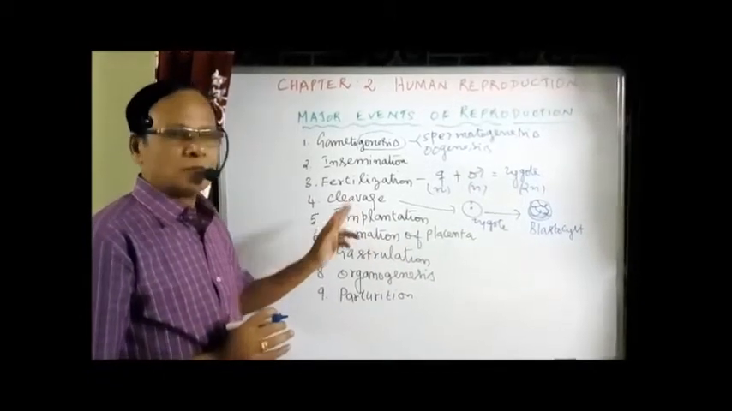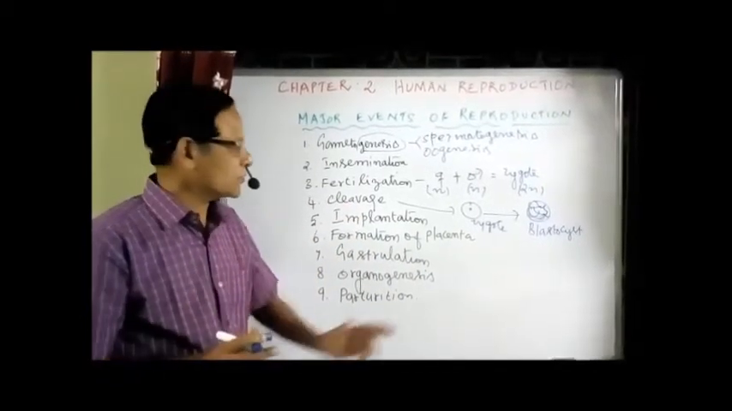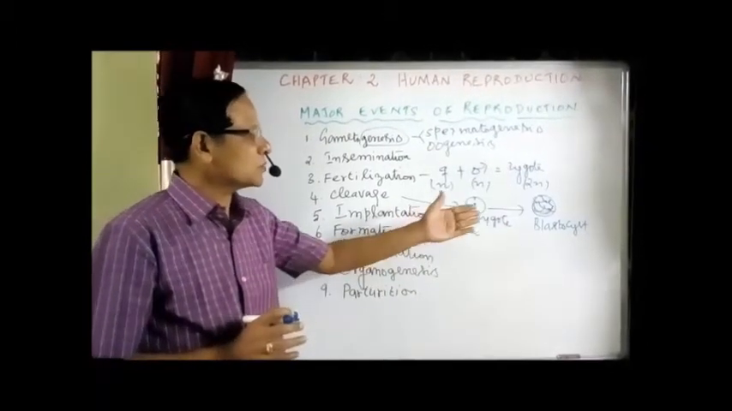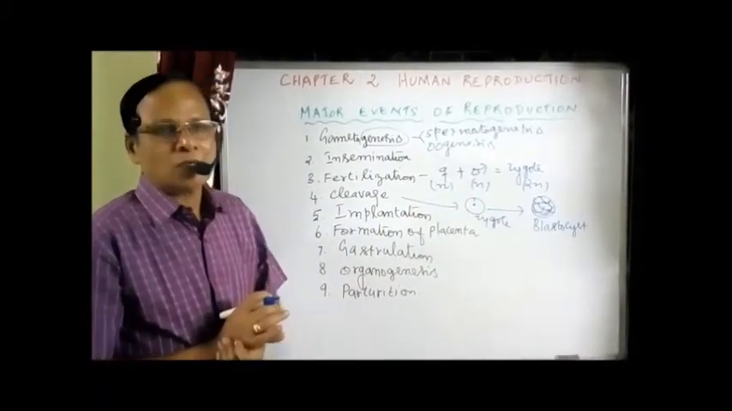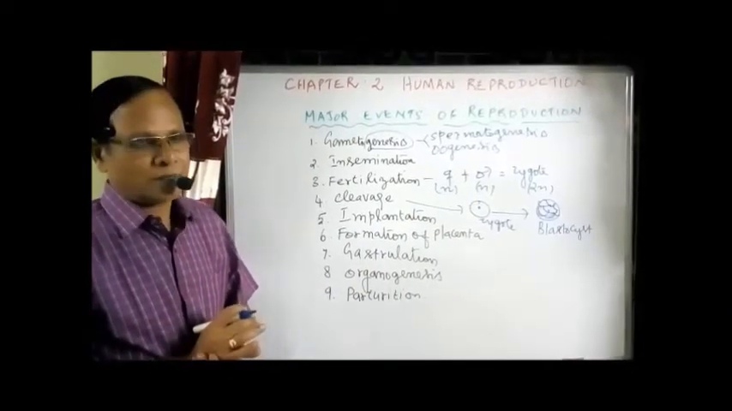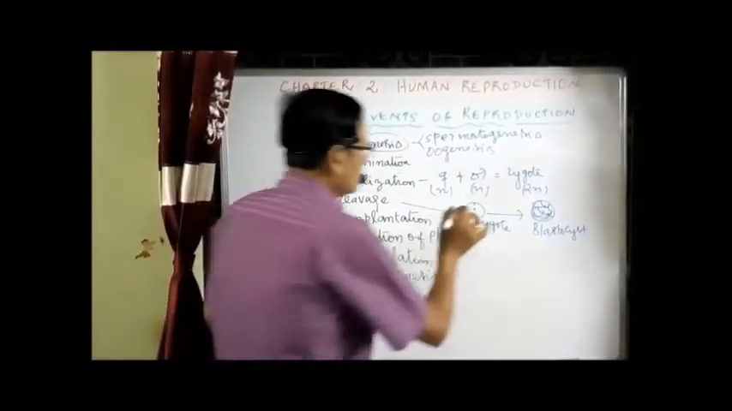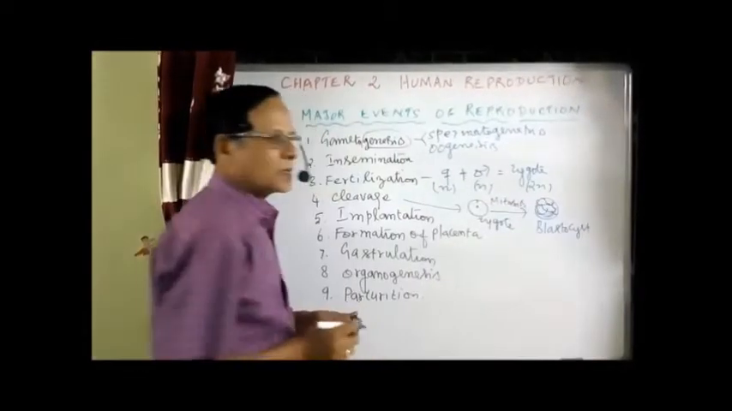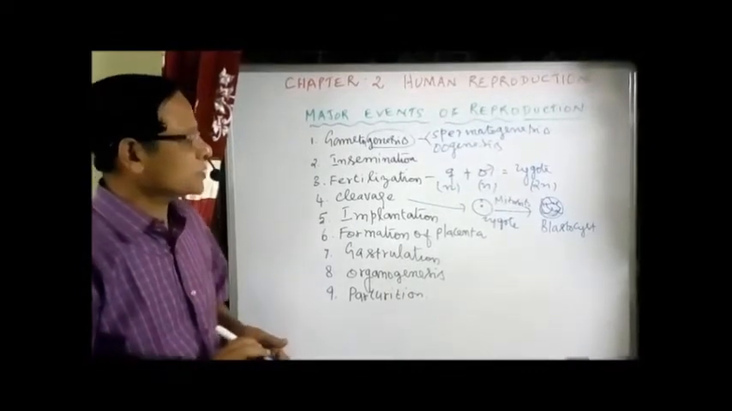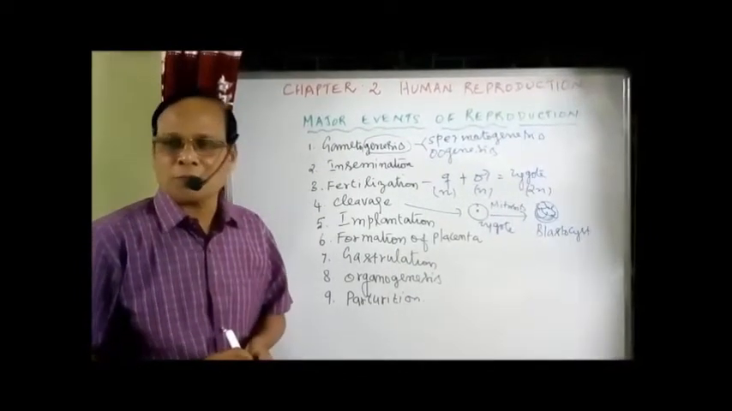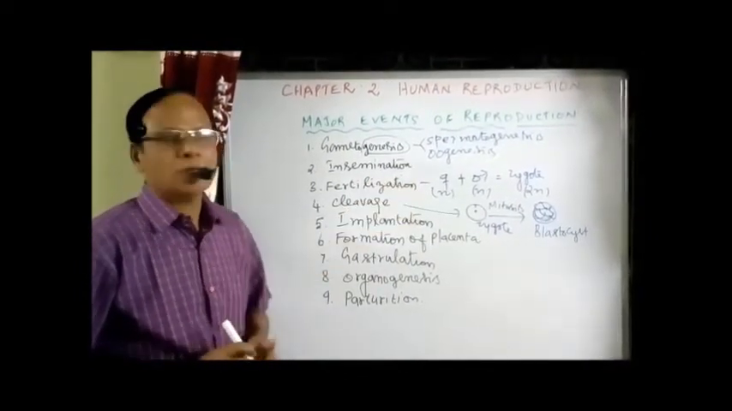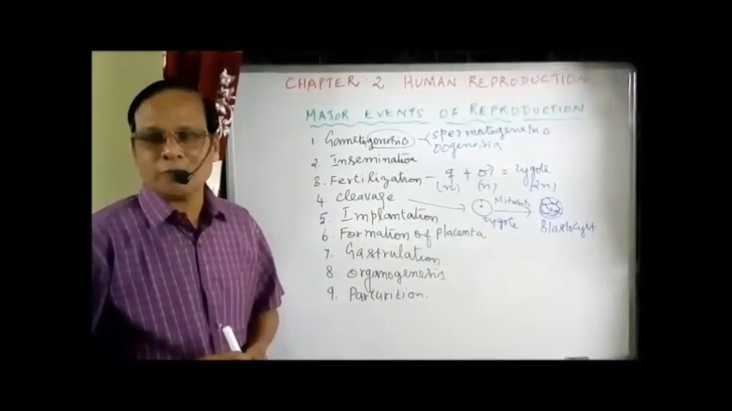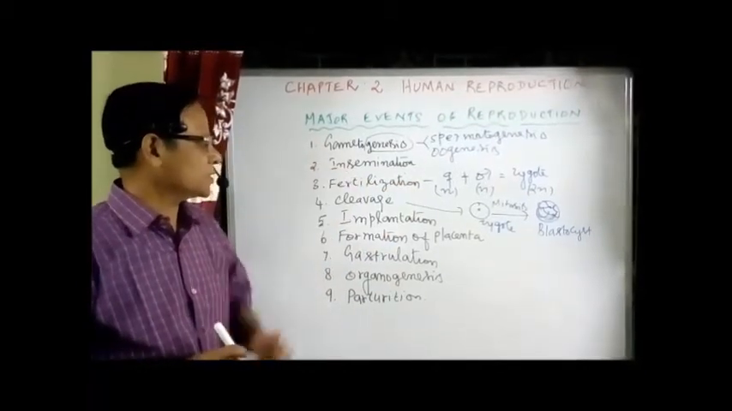So cleavage is nothing but the repeated mitotic division of the fertilized egg, namely the zygote, into a multicellular structure called blastocyst. It is also called segmentation. So the cleavage occurs by means of mitosis. Conversion of single cellular diploid zygote into a multicellular diploid blastocyst. The cells of the blastocyst are called the blastomeres, which are also diploid in nature.